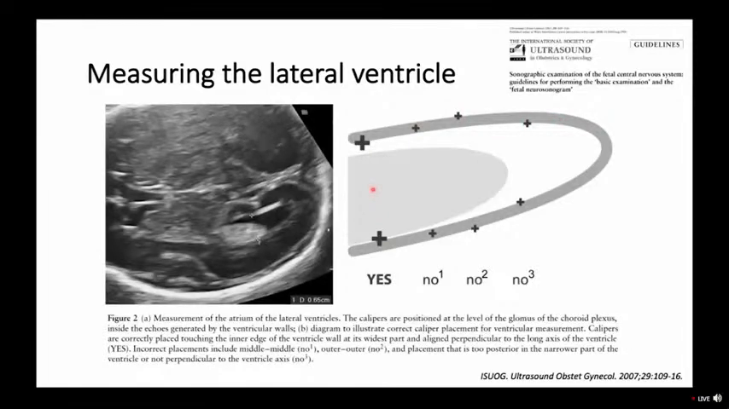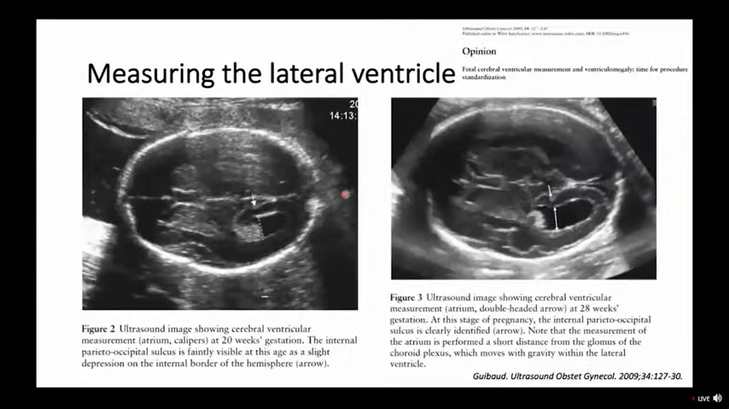fetal head. Not only is this an inner to inner measurement, but also there's a location where we should be applying the calipers correctly. And whoever you're working with, whether it's your OB doc or an MFM doc or radiologist, I would encourage you to ask them, hey, where am I actually supposed to put these calipers? Because I bet they're unfamiliar with this word called internal parieto-occipital sulcus. If you see this little teeny indentation right here, it's more subtle around 20 weeks, but definitely becomes more pronounced in the third trimester.